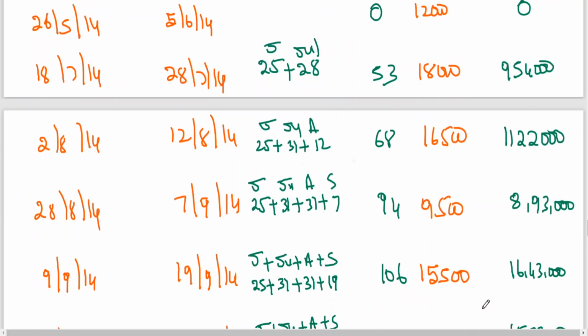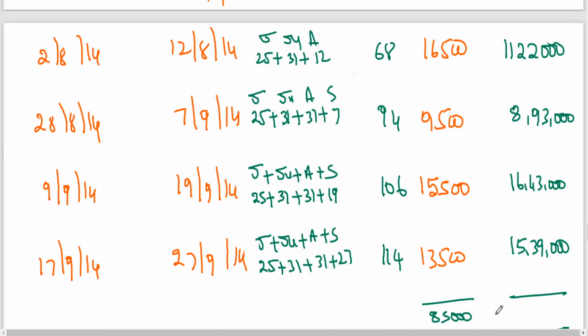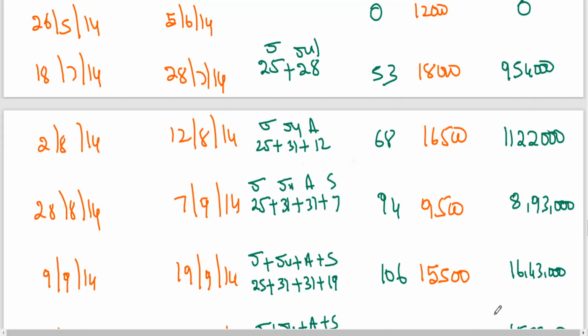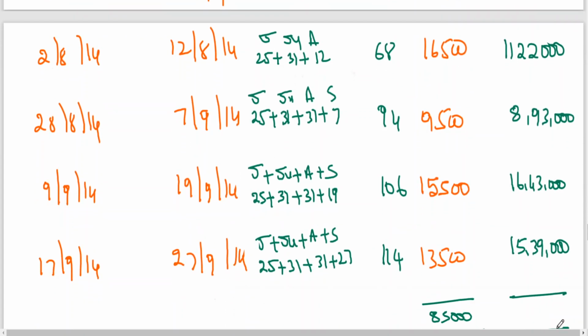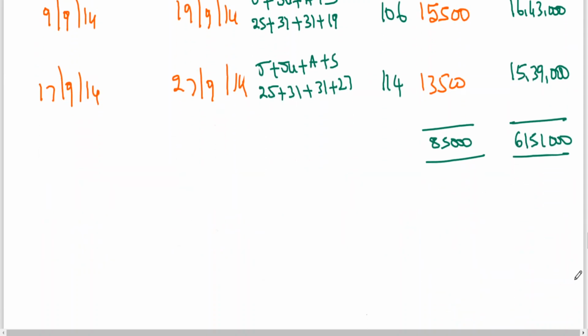9 lakhs 54,000 plus 11 lakhs 22,000 plus 8 lakh 93,000 plus 16 lakhs 43,000 plus 15 lakhs 39,000 is 61 lakhs 51,000. Okay, clear to all of you?